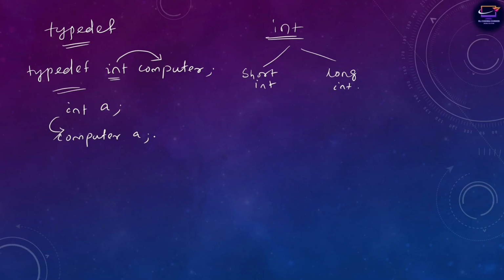See, these short and long are size modifiers, and further we also have two sign modifiers, that are unsigned and signed. Unsigned integer and next is signed int. Okay, so int stands for integer.